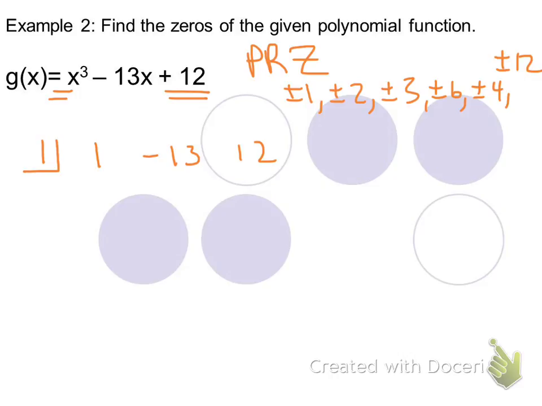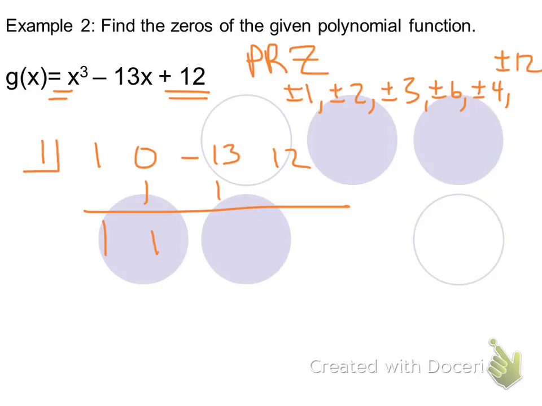Right? Wrong. What am I missing? 0x squared. If you forget that, you're just not going to be in great shape. Okay? Does it work? It does work. So 1 is a root of that equation, a 0, an x-intercept, right?